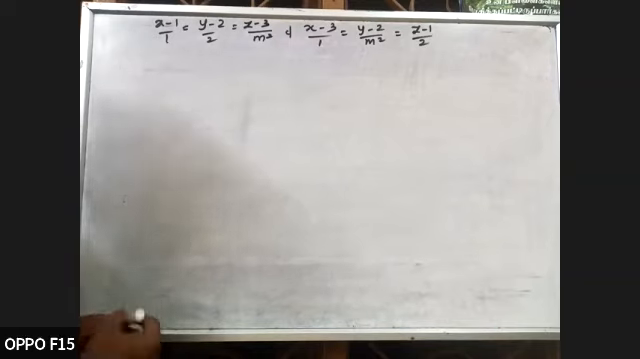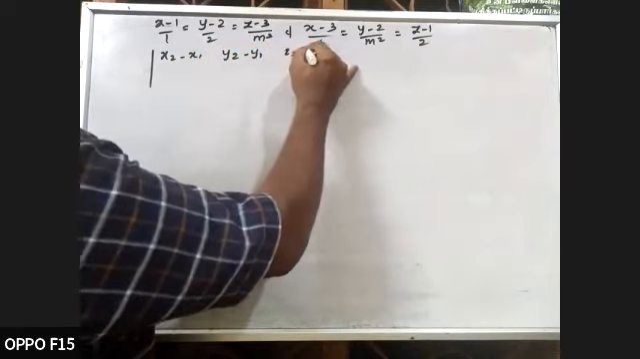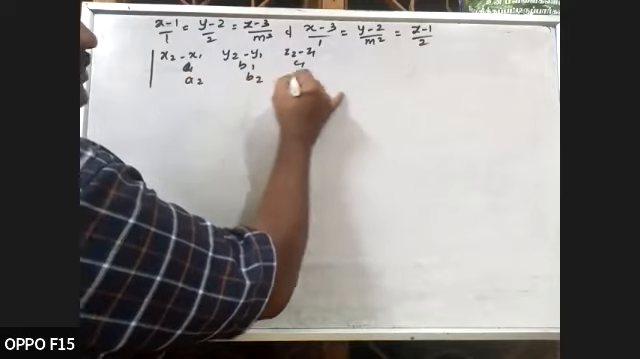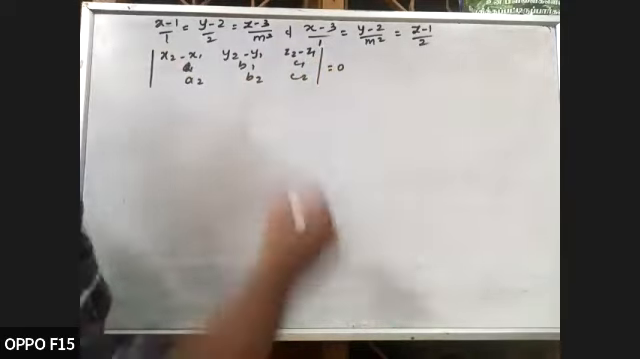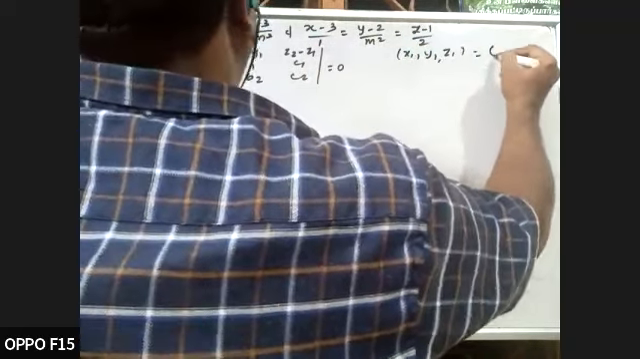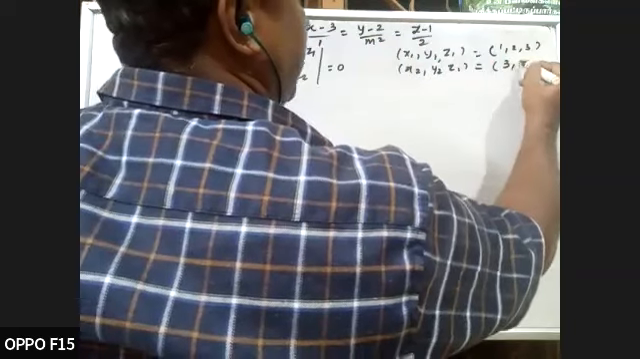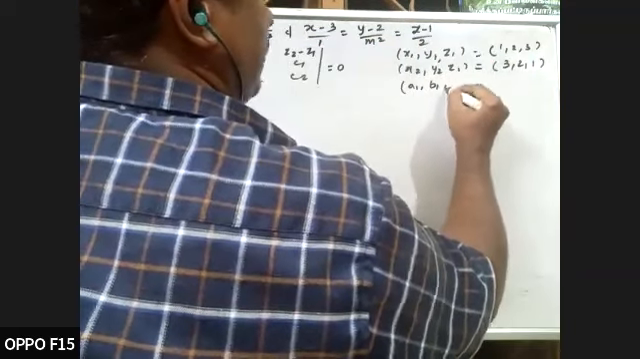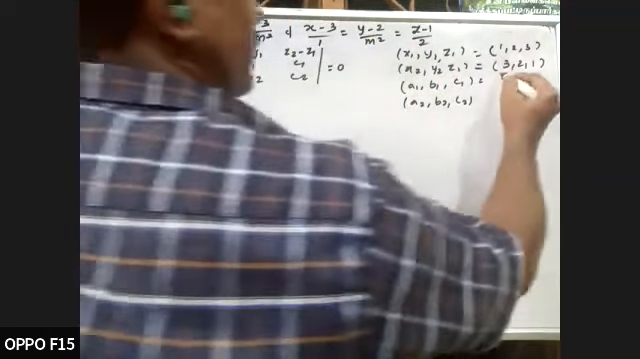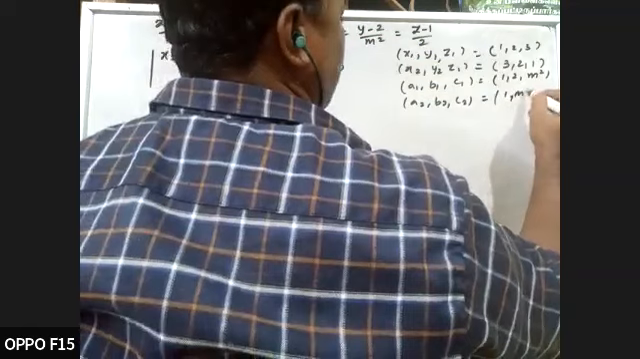What is the condition for coplanar? The determinant with rows x minus x1, y minus y1, z minus z1; x2 minus x1, y2 minus y1, z2 minus z1; A1, B1, C1; A2, B2, C2 equals 0. Now we take the points x1, y1, z1 as 1, 2, 3 and x2, y2, z2 as 3, 2, 1. The direction ratios are 1, 2, m square for the first line, and 1, m square, 2 for the second.